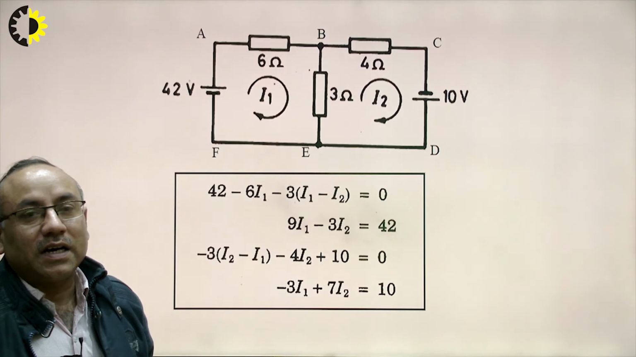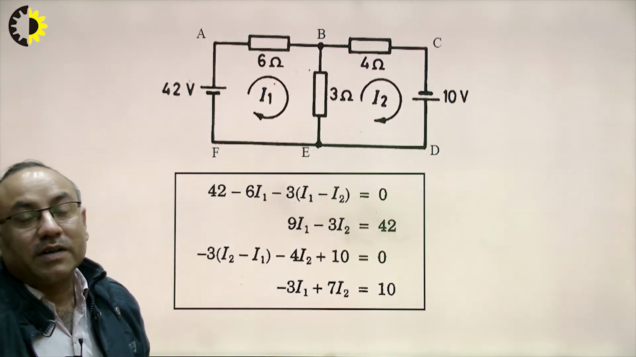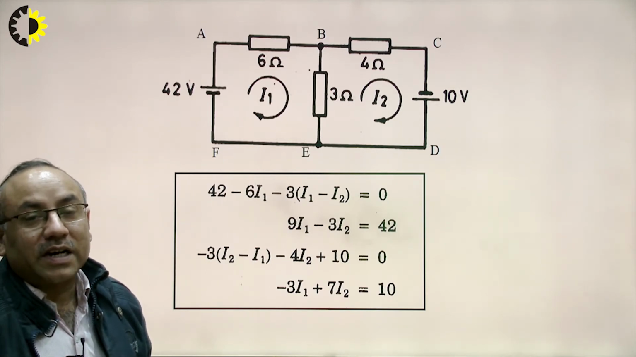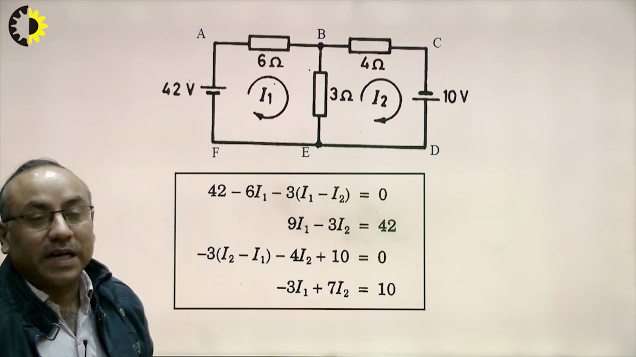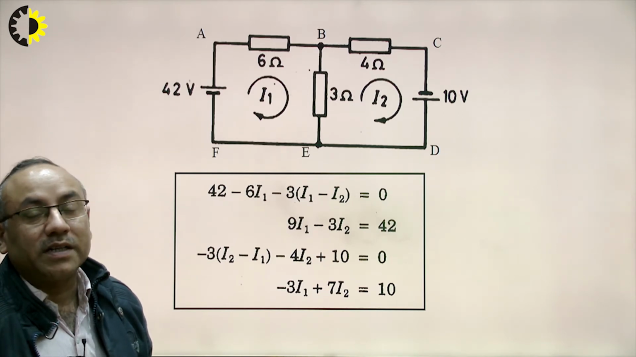We can see the 3 ohm resistance is carrying I1 and I2 currents simultaneously, while I1 is going in the downward direction and I2 is going in the upward direction. So, the net current in the downward direction will be I1 minus I2, or if we see it in the upward direction, it will be I2 minus I1.